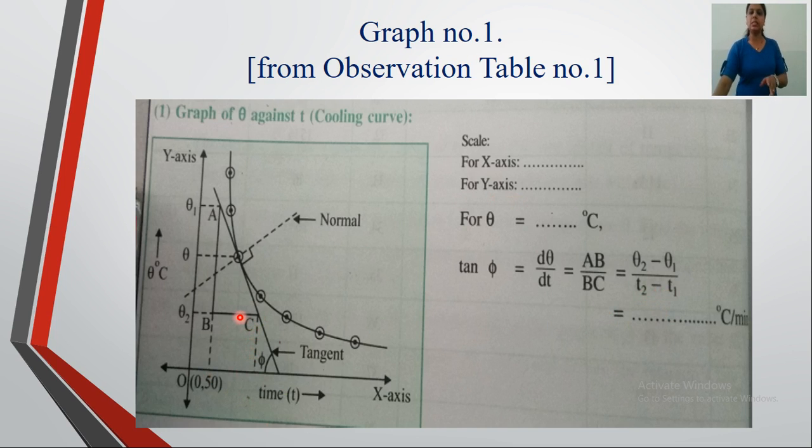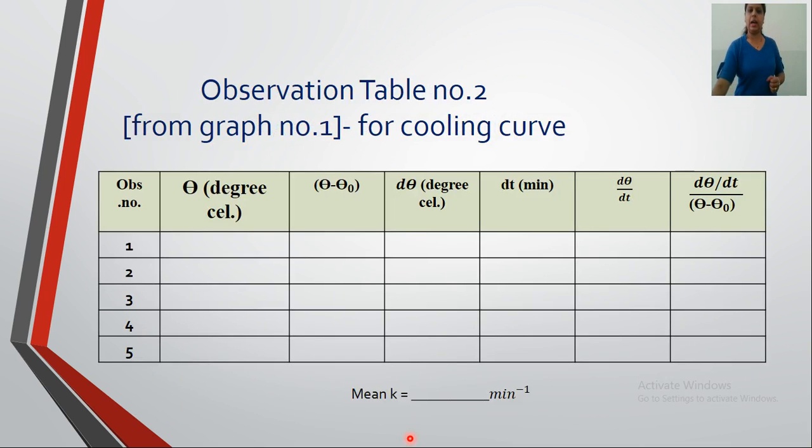So from this graph you will get d theta and dt, and after that you need to take the ratio. This ratio simply means the slope, that is tan phi. Now this is d theta by dt, meaning this column upon this column. So this column, d theta by dt upon theta minus theta 0, the answer will be here.